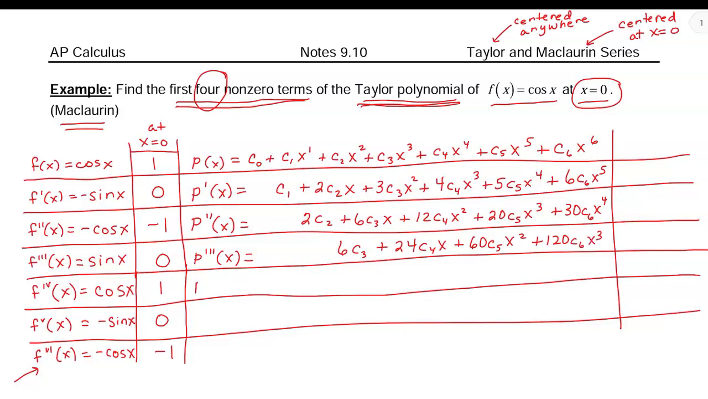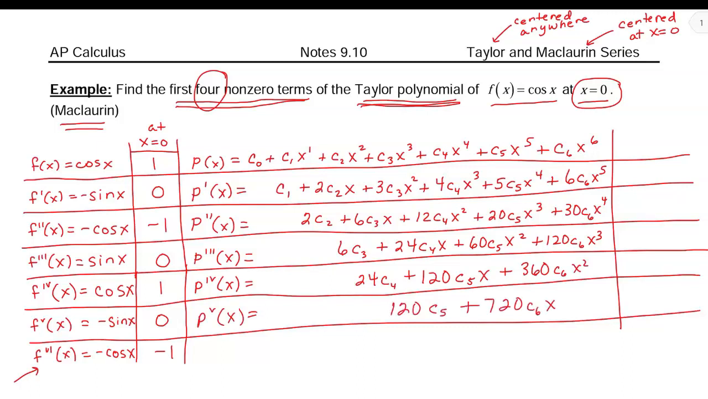The fourth derivative. The fifth derivative. And the sixth derivative. One more step in this table is to evaluate the polynomial derivatives at that location. So evaluate them at x equals 0.